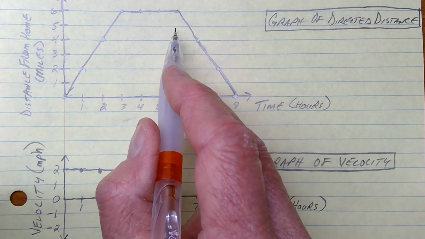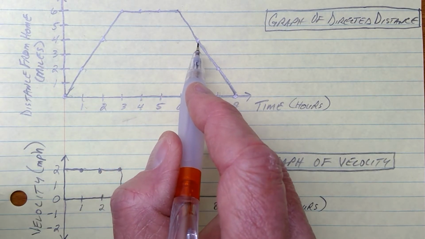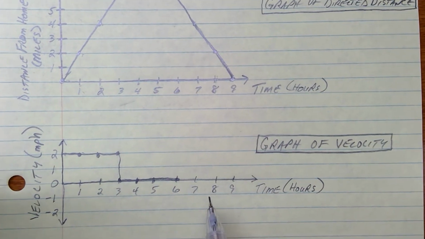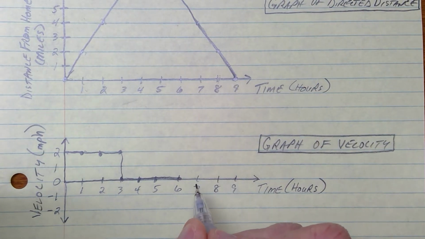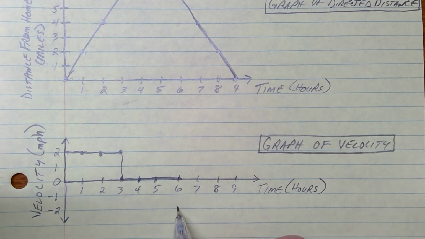So I'm going 2 miles per hour negative. This is a -2. So I drop down here to -2. From 6 to 7, I'm going -2 miles per hour. From 7 to 8, I'm going -2 miles per hour. And from 8 to 9, I'm going -2 miles per hour.